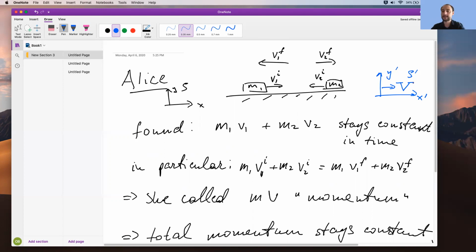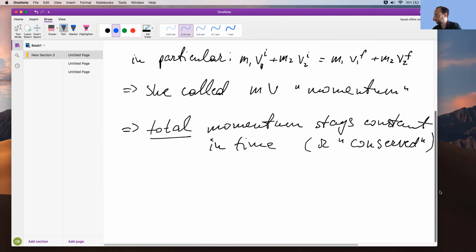So let's say Alice is in the lab at Cal Poly, Bob is driving in a car, something like that, and he's observing this whole experiment from his car. We want to see whether Bob would also conclude that momentum is conserved. So that's really the question.